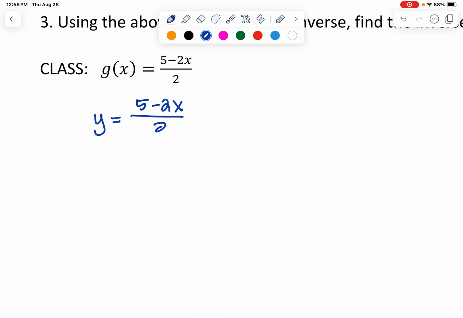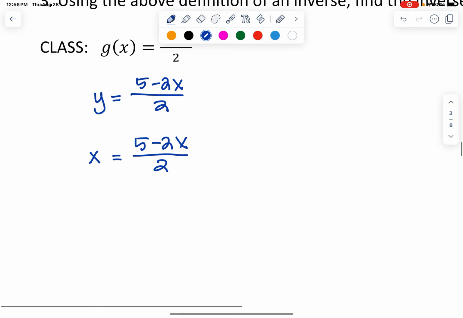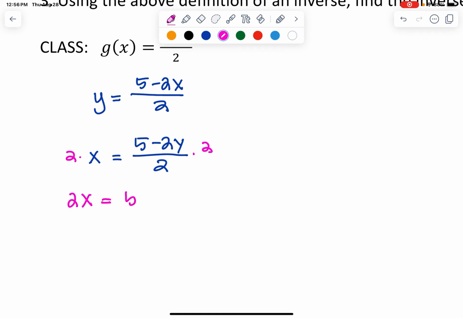All right, now you're going to switch x and y. So you have x equals 5 minus 2x all over 2. And now, sorry, this is supposed to say y right here. I have to switch x and y, and I wrote it as an x again. And now you're going to solve for y, so get y by itself. So to get y by itself, I'm going to multiply both sides by 2. So I have 2x is equal to 5 minus 2y.